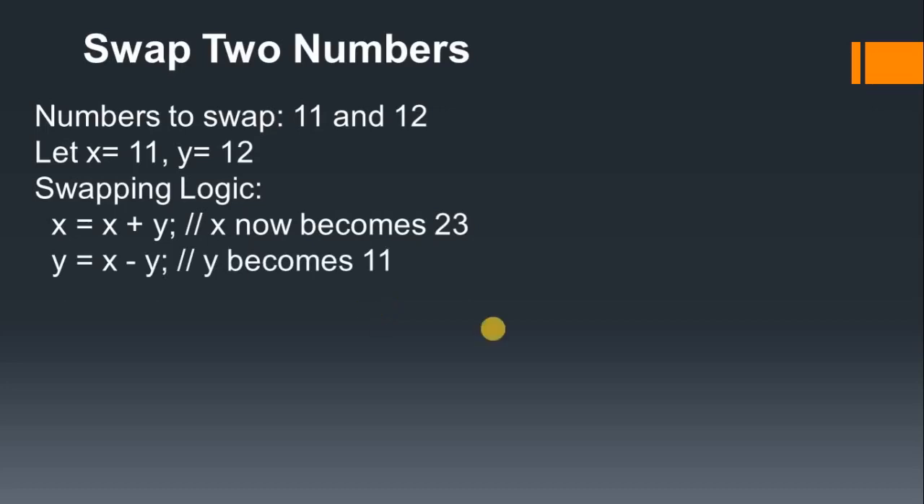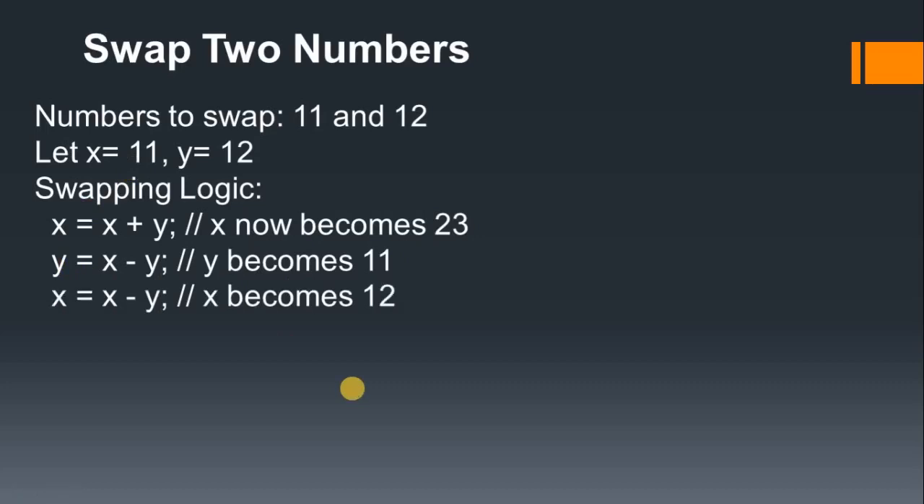So what is the value of x? Many students will think 11, but it is wrong. X value is changed here and it is 23. So x is 23 and y is 12. So 23 minus 12, so y becomes 11. So y got the value of x. So our 50% task is over.